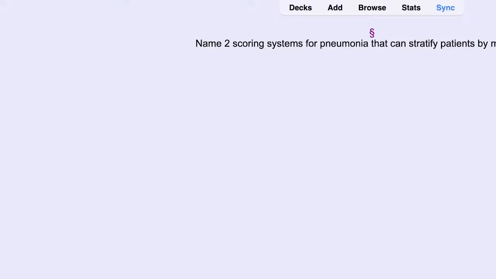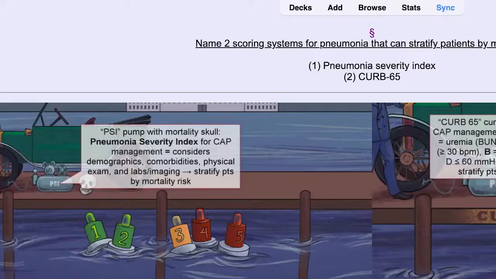Name two scoring systems for pneumonia that can stratify patients by mortality risk. We're looking at the pneumonia severity index, your favorite. Everyone loves PSI, the pneumonia severity index. And we also have CURB-65. It's important to know these.